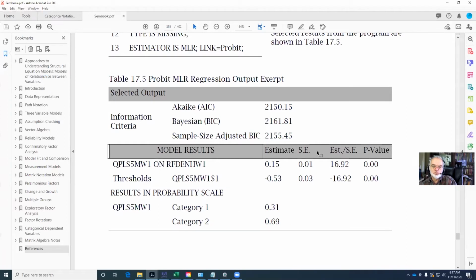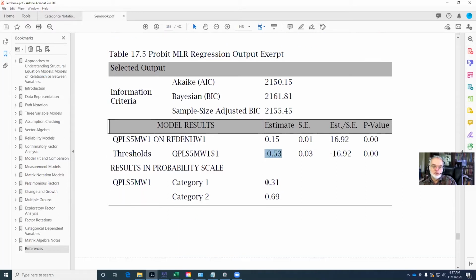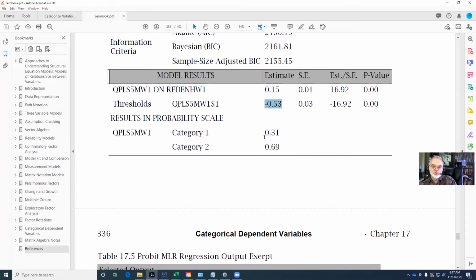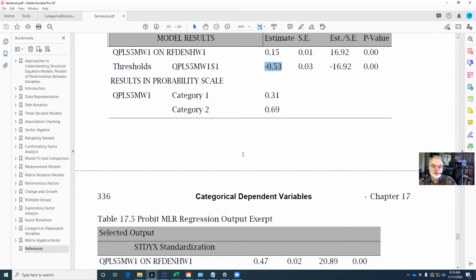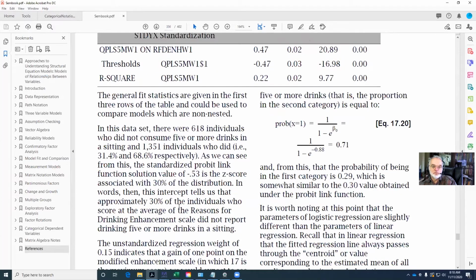If we're doing a probit regression, it's the same thing. The printout's going to be the same, except your threshold is now going to be an approximate z-score. And that's going to give you these particular sets of numbers. And I walk you through that here. We talked about that last time.